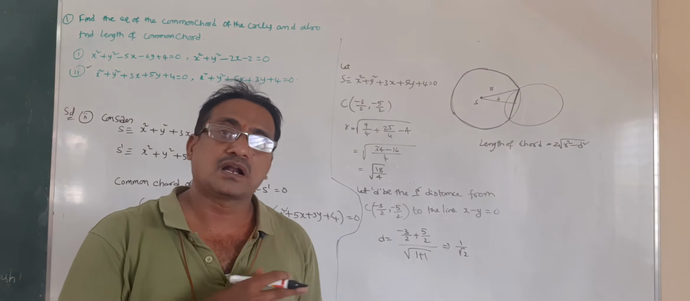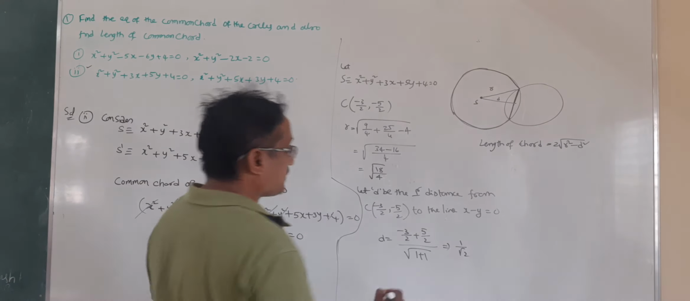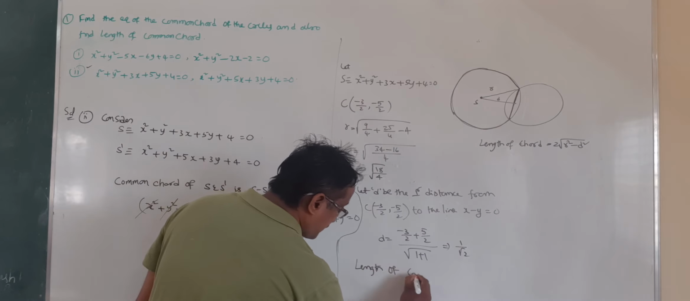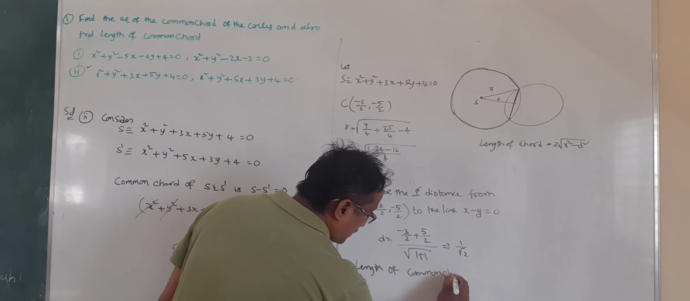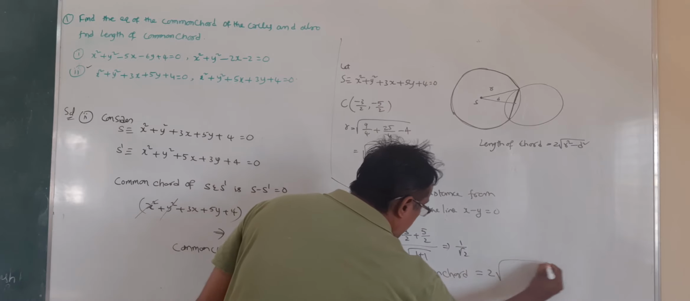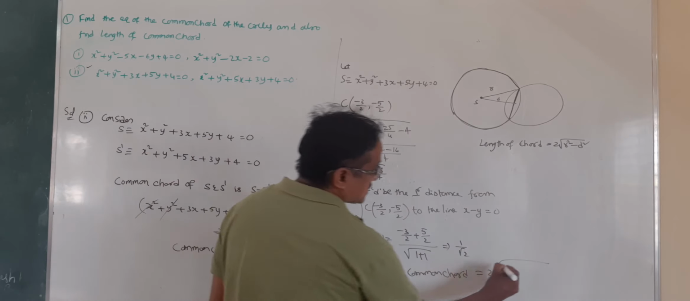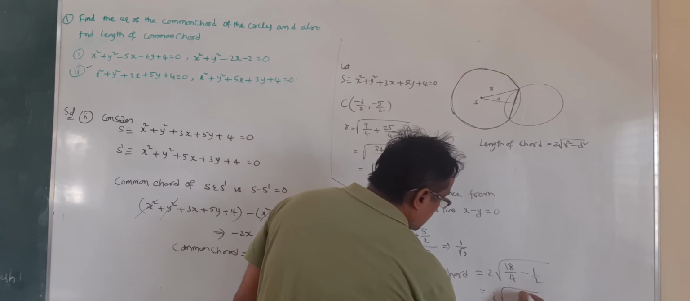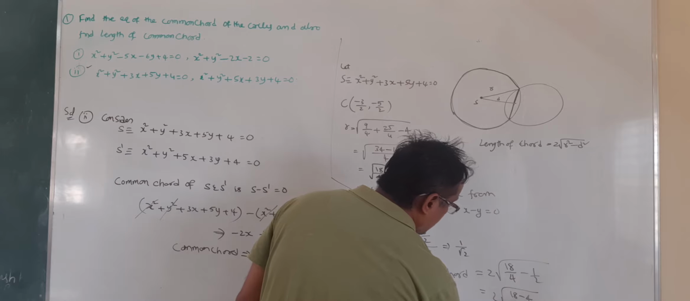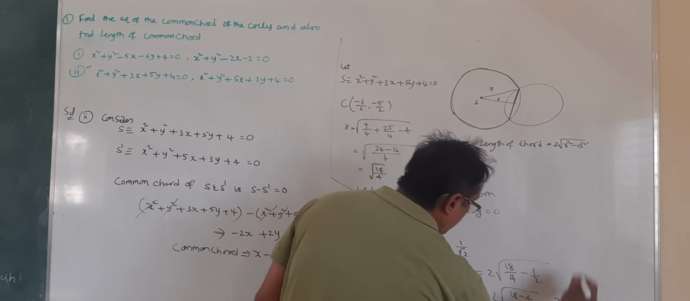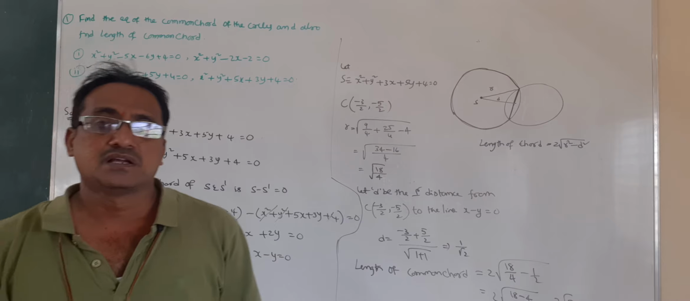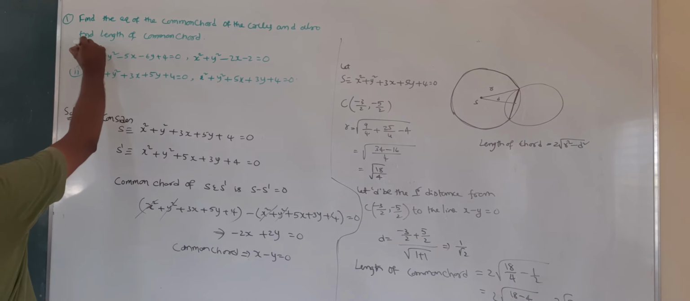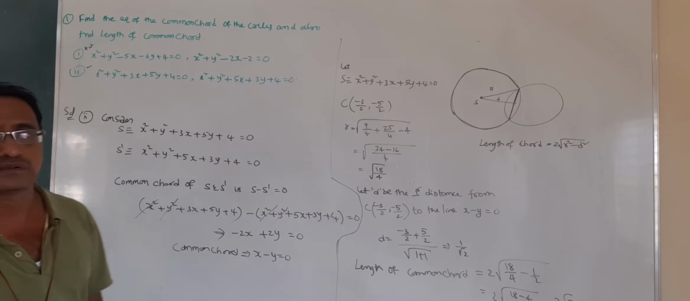Now you have R and D. Now the length of the common chord is equal to 2 root R square minus D square. So 18 by 4 minus 1 by 2. So 2 root of 18 minus 4 by 2. So 2 root of 8. That is the length of the common chord. And I leave this problem to complete as homework.